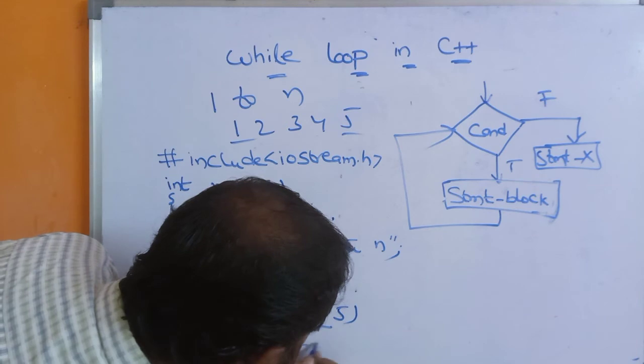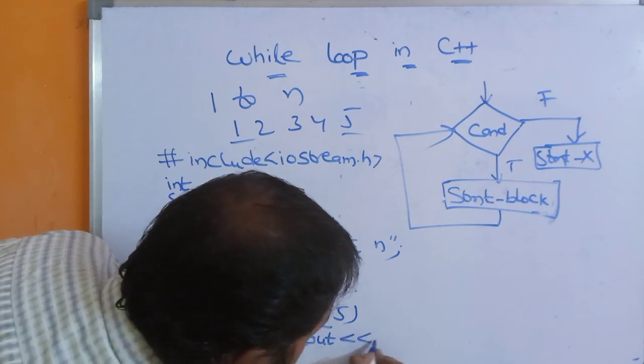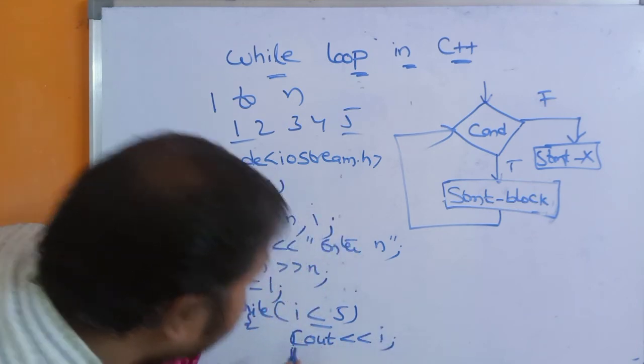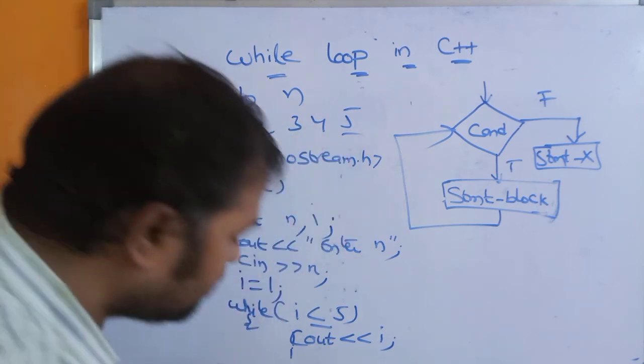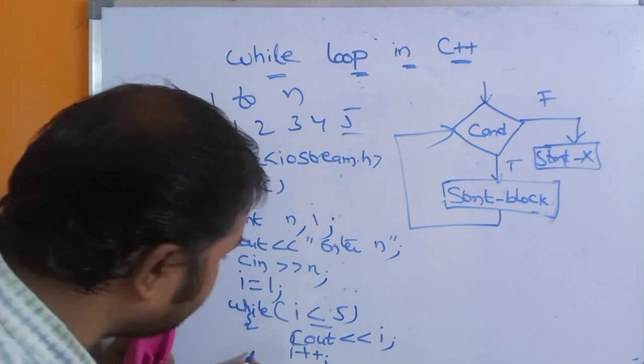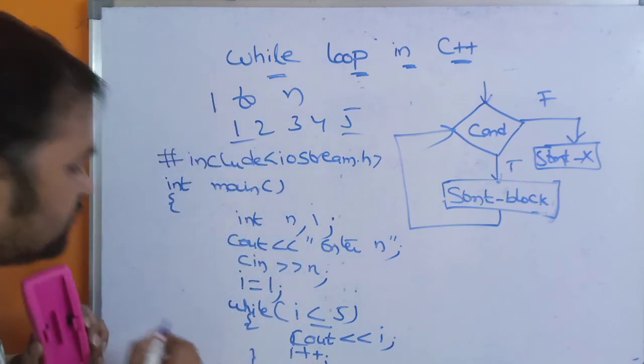Then if the condition is true, display the i value: cout less than i. Next, after 1, we have to display 2, and after 2, 3. So every time increment i++. Next, close the while loop. Next, close the main function.